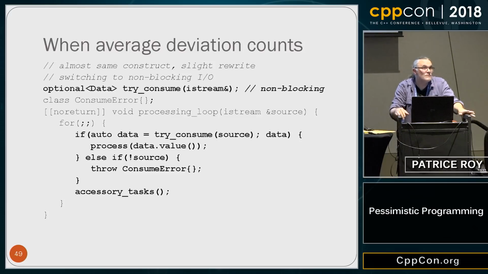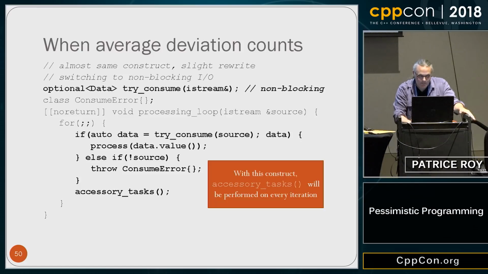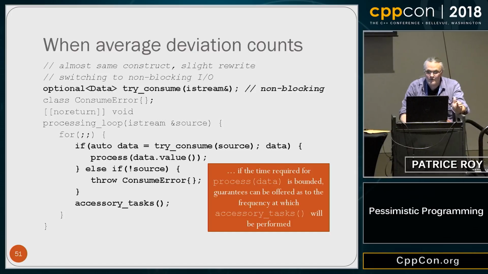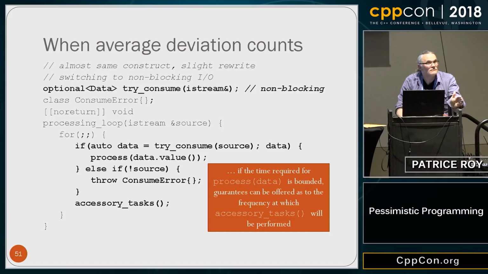So should this be what you need to do, you can do it. That's maybe not the reflex that everyone would have. So you can be sure that this will be done all the time. And if there's a bound on the time it requires to perform process-data, well, you can offer some guarantees, because you control the code. This is presumed, at least.